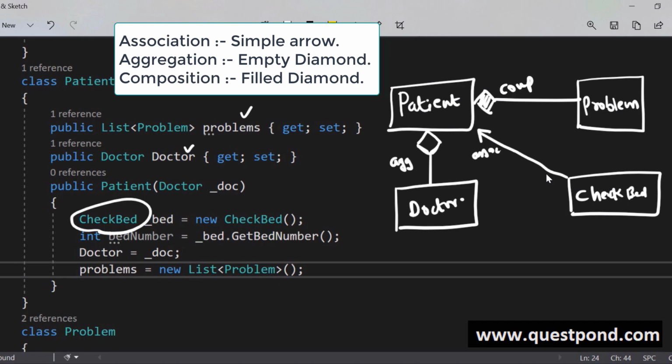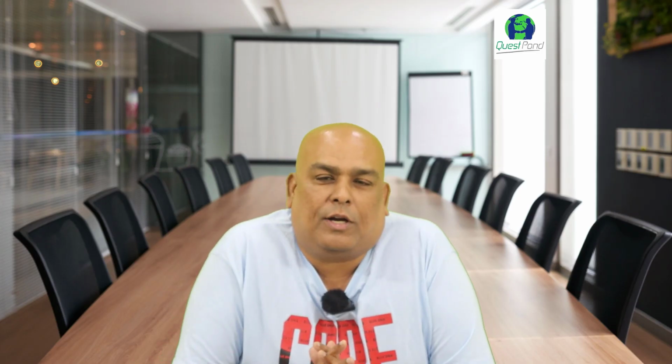So remember the symbols for UML. For composition, it is a filled diamond. For aggregation, it is an empty diamond. And for simple association, you just show a simple arrow. So that brings us to the end of this video.